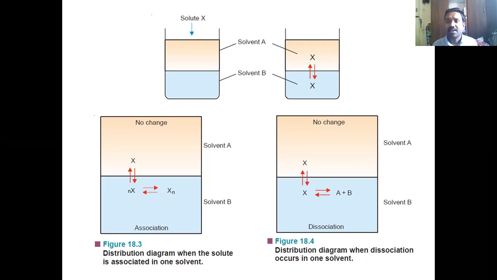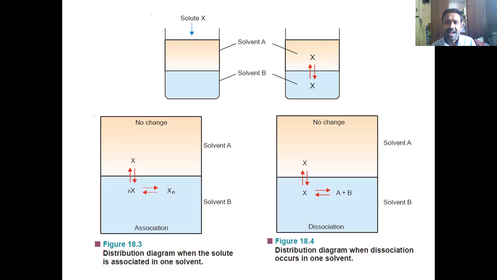Similarly, you have molecules which can undergo association. This was an example of dissociation. You can also have molecules which can undergo association. For example, if you take benzoic acid and put it in benzene or even in water, two molecules of benzoic acid associate through very strong hydrogen bonding and exist as a dimer. So now we have two cases. A solute can dissociate in a solvent or a solute can associate in a solvent.